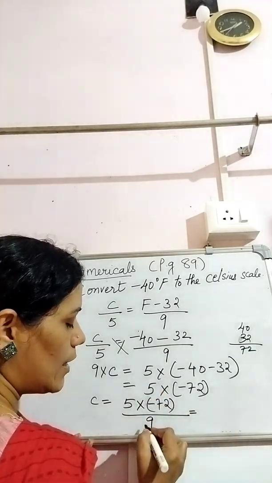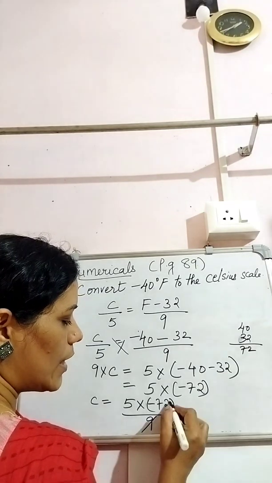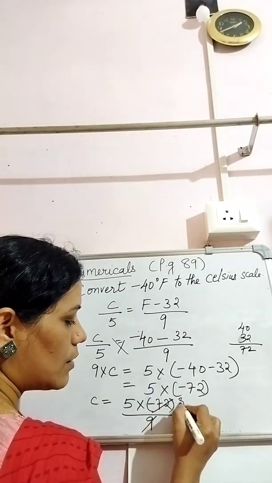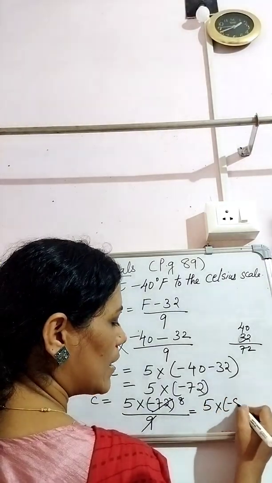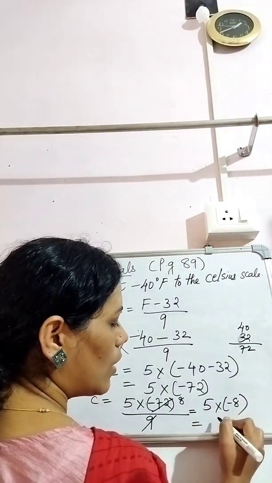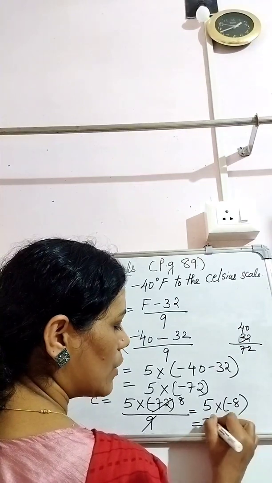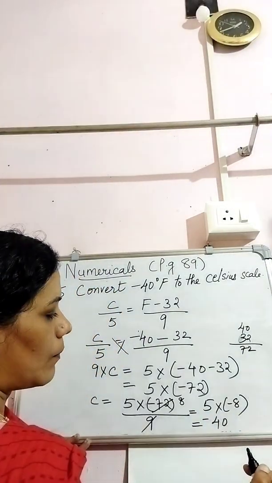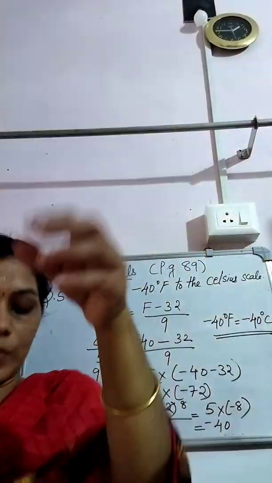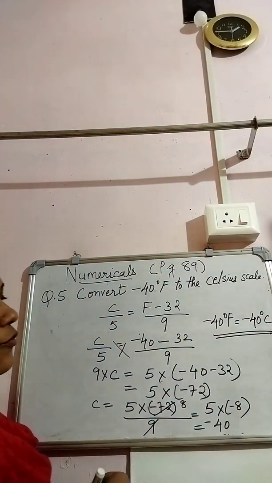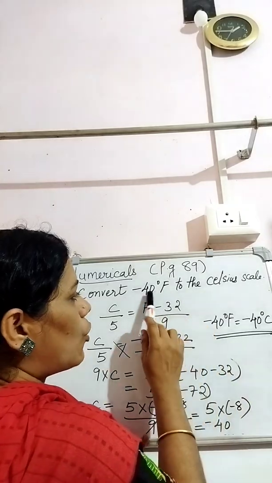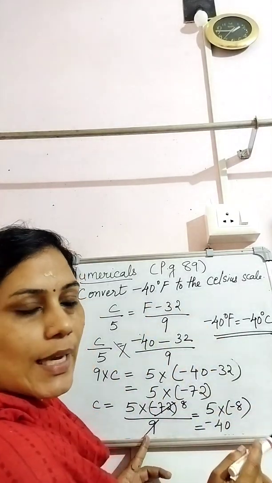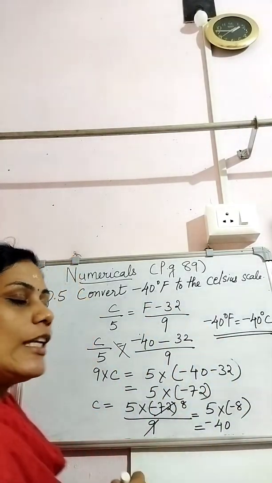Now 9 8s are 72. So you'll get 5 into minus 8, which is equal to 40, minus 40. So finally we can write this as minus 40 degree Fahrenheit is equal to minus 40 degree Celsius.